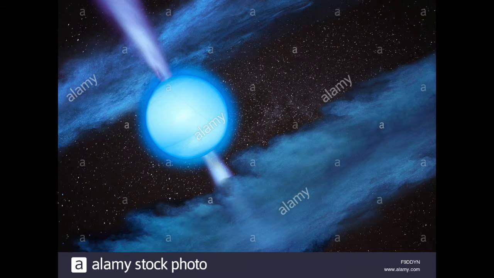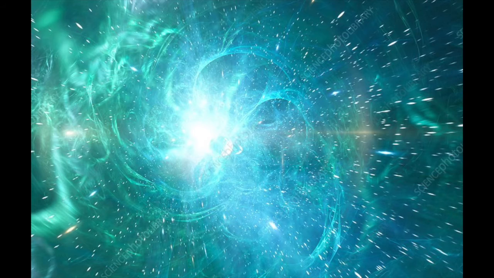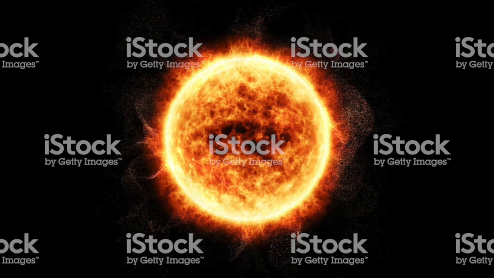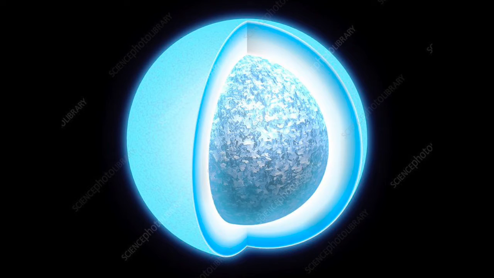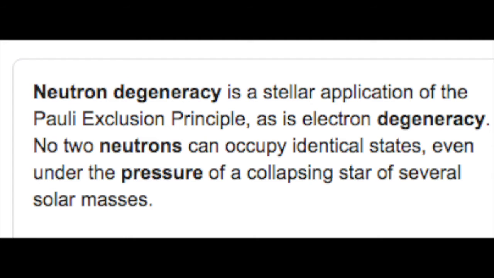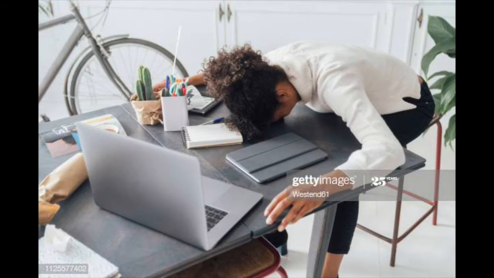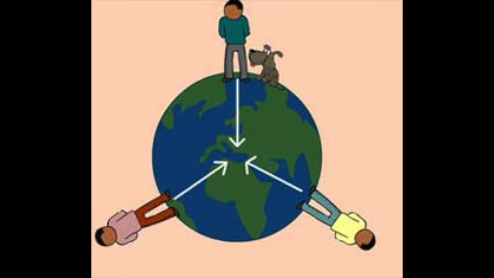Instead of forming a neutron star, the core collapses into a gravitational singularity, which we will ignore for now, but I will come back to that. In order for this to happen, the mass must exceed 3 to 4 solar masses, and the neutron degeneracy pressure, which says that no two neutrons can occupy identical states, even under the pressure of a collapsing star of several solar masses, must be unable to halt the collapse. So when this collapses under the force of gravity, it creates a black hole.